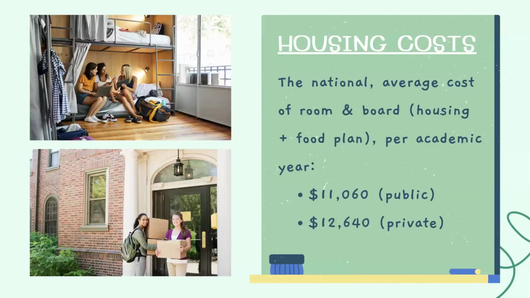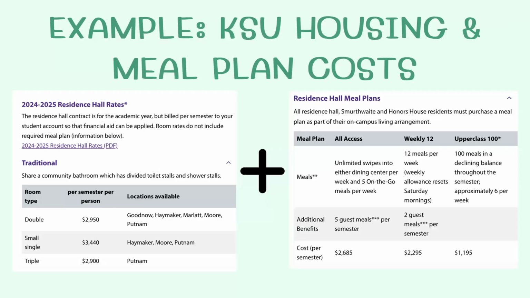When you are deciding which housing option may be the best fit for you, cost will also play a role in your decision. According to collegeboxes.com, the national average cost of room and board for the 2021-2022 academic year was $11,060 at public schools and $12,640 at private schools. Keep in mind, these estimates include the most common housing assignment and meal plan.